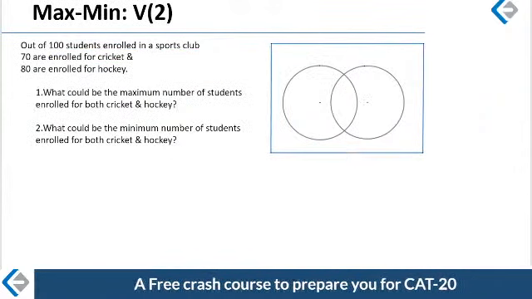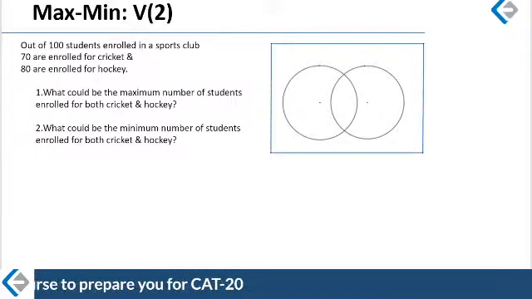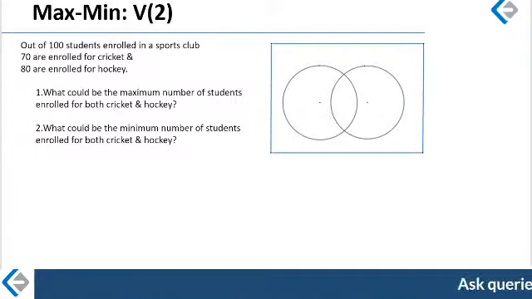Okay, let's take a look here. I'm introducing you to maxima and minima. Let me introduce it, because these thoughts are important.